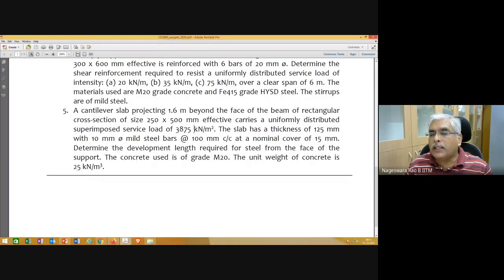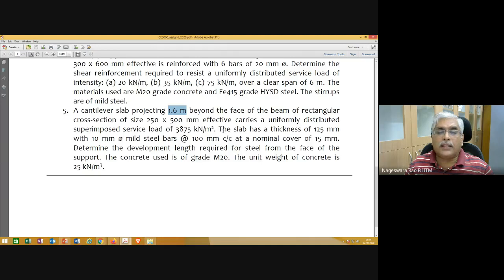Please note that this load is given per unit area. So you need to see what is the area of the slab that is projecting. Width of the slab that is projecting beyond the face of the beam is 1.6 meters. And what about the length of the slab? That we will see whether that is given here.